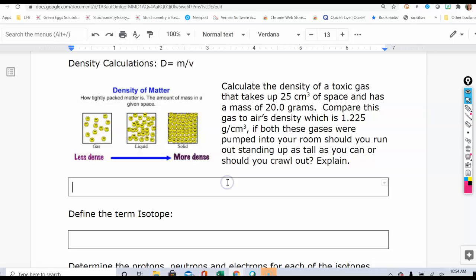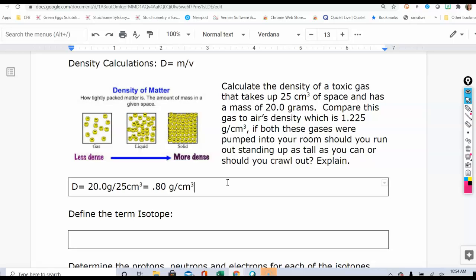Explain. Okay, so first, let's calculate the density of the toxic gas. And we are going to do mass divided by volume. So that is going to be 20 grams divided by 25 centimeters cubed. And so we will get that calculation, and I'm going to quickly grab my calculator. And my calculation will be 0.80, and that is going to be grams per centimeter cubed.